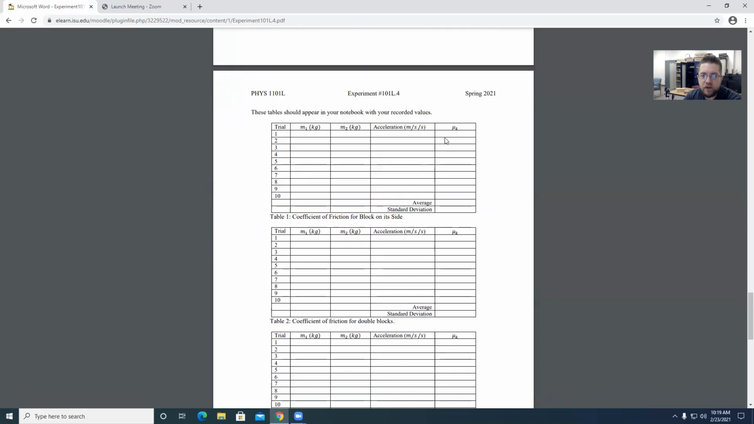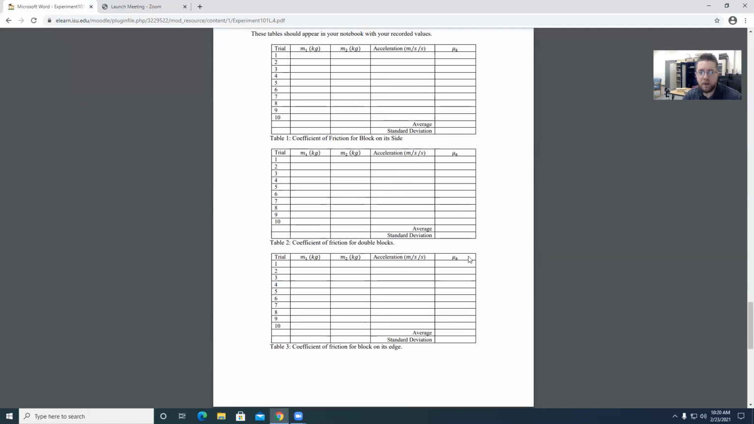So you're going to do that for the 10 runs, and then you're going to calculate the average and standard deviation. So that's for the friction of the block sliding like this across the table. Then you're going to do it again. You're going to have data that you're going to calculate mu k for. So you're going to get really comfortable calculating mu k.